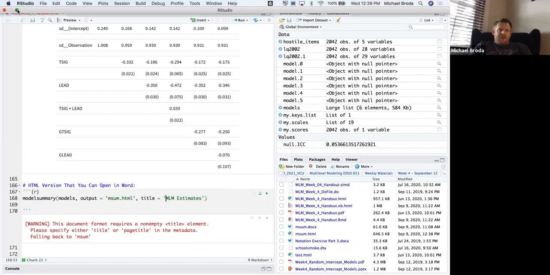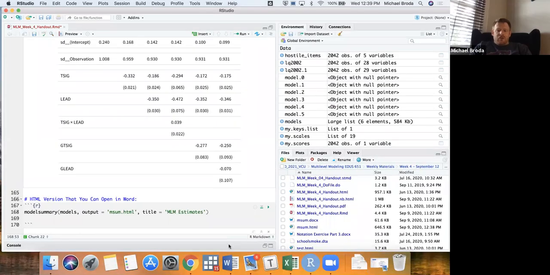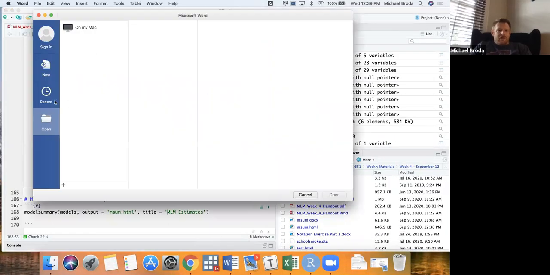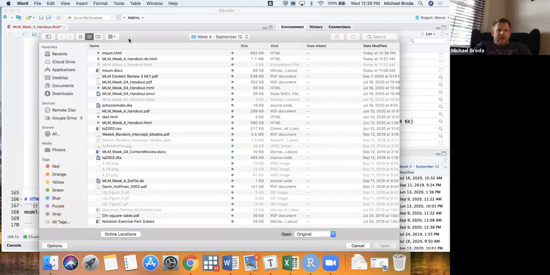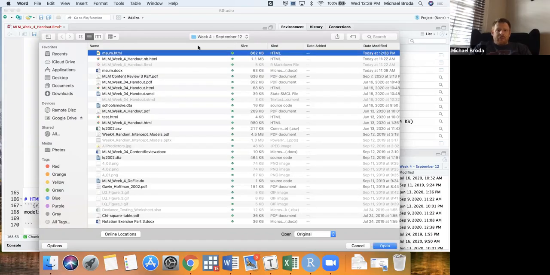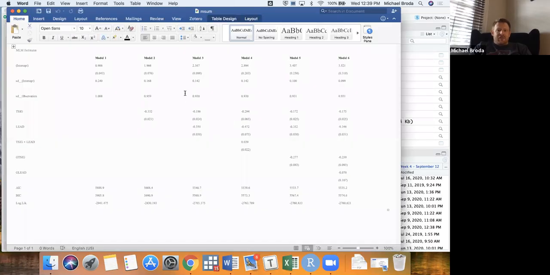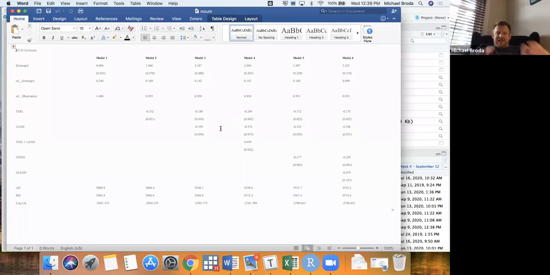Now here's the cool thing. If you go into Microsoft Word, you can actually open HTML files within Microsoft Word. So here it is for me, it's right at the top. This is my same folder that I was in week 4. And Word will recognize and open HTML files. So essentially, it's taken your model, and now it's in a Word format. So you now essentially have a Word table.